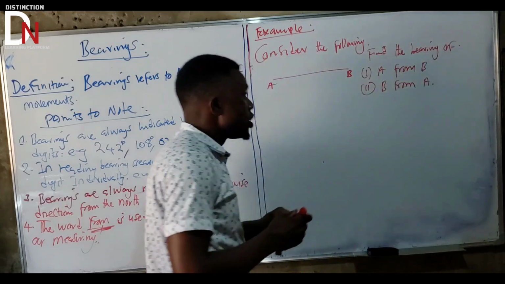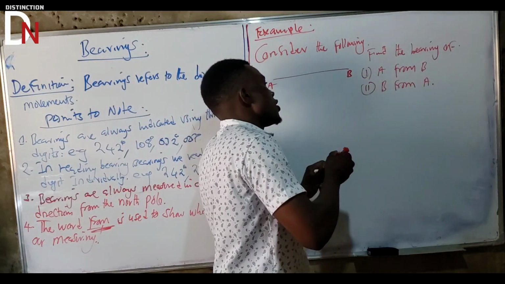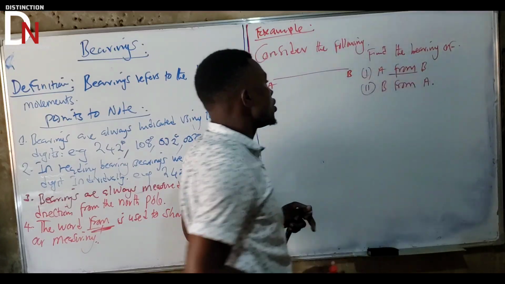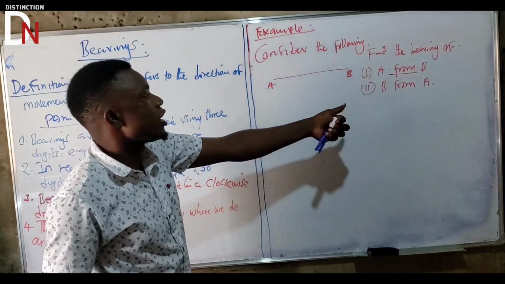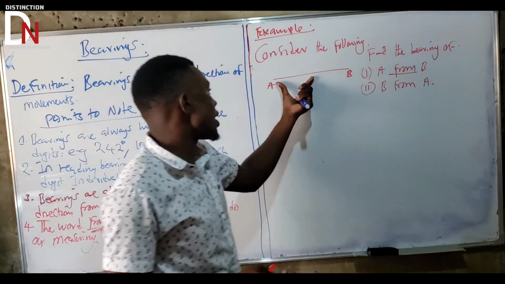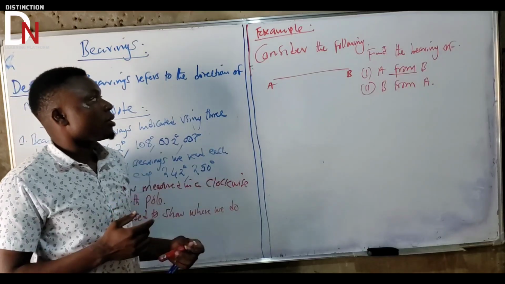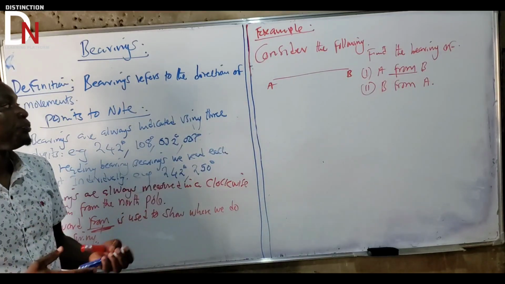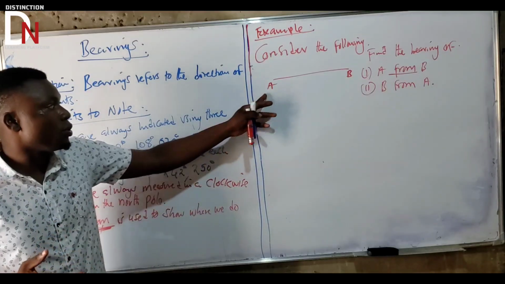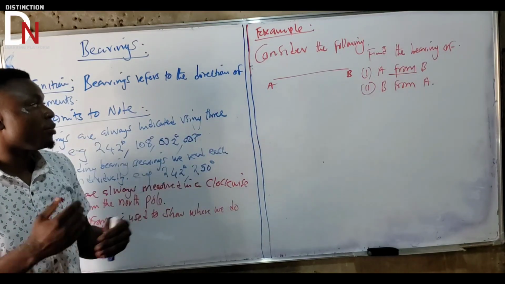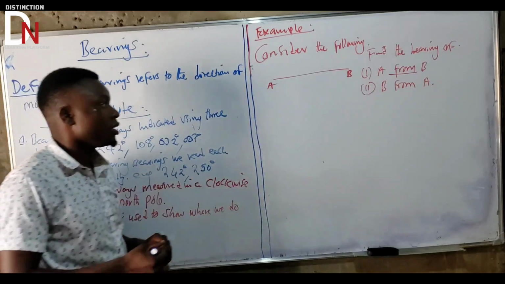I want you to understand especially the word from. So this is the question. Consider the following. Find the bearing of A from B. If you look at this question, I want to show you how you can take the measurement, or rather how the measurement can be done. Okay, good.